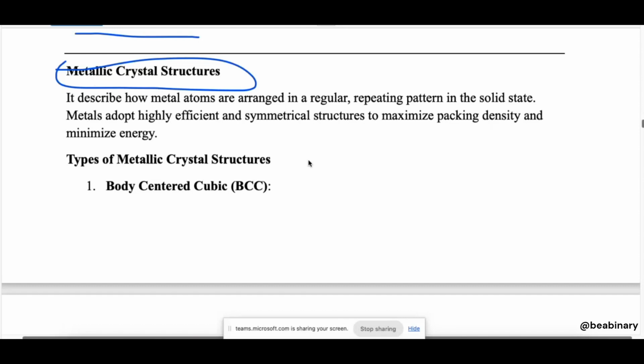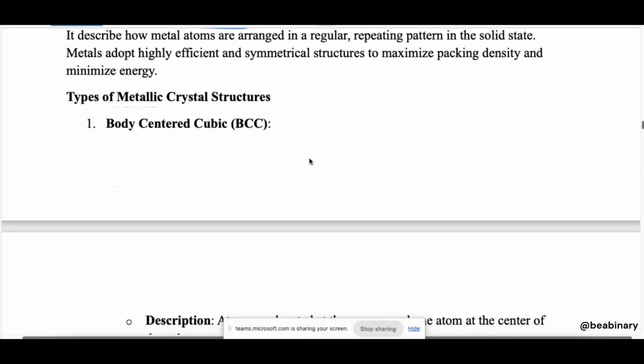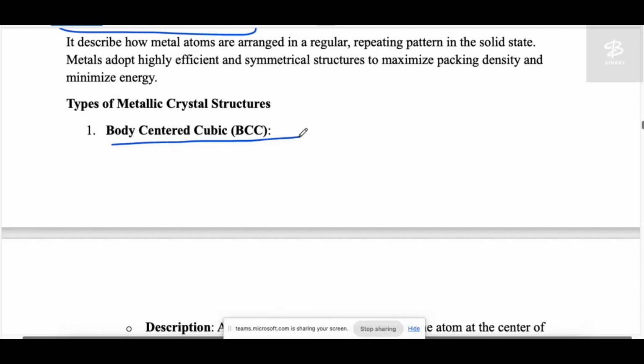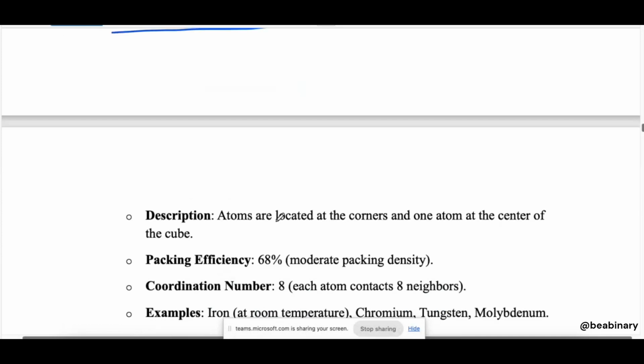Crystal structure. As we have discussed, the unit cell has three kinds: simple, body centered, and face centered. If we talk about the metallic structure, there are also three kinds. The first one is body centered. It's very similar to that of the unit cell. The atoms are present at the corner of the cell or cube, and one atom is present at the center of the cube. This is the body centered.